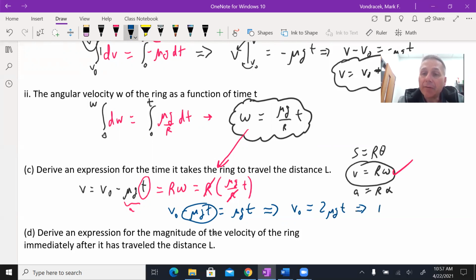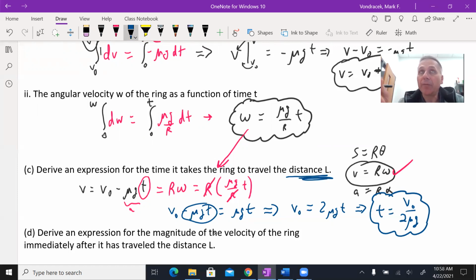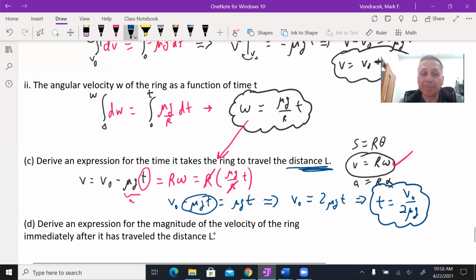And finally, if we solve for the time, we have the initial velocity divided by 2 times the coefficient of friction times the acceleration of gravity. That represents the time it takes to travel that distance to the point where the motions are in sync. And we can use that substitution here, a connection between the two speeds.